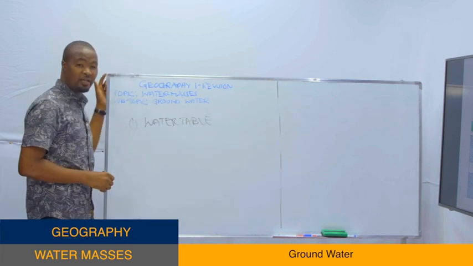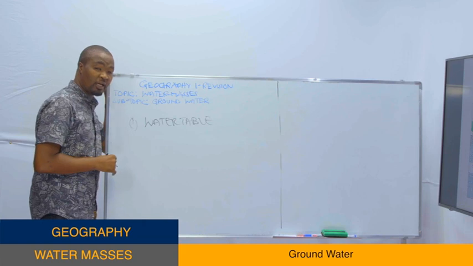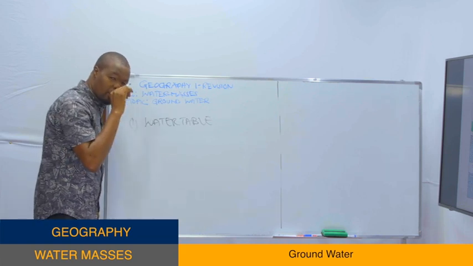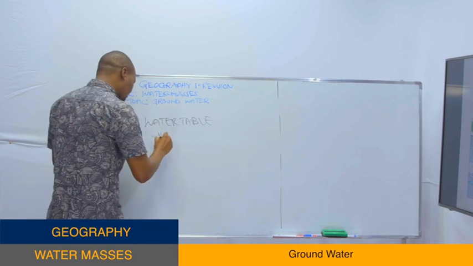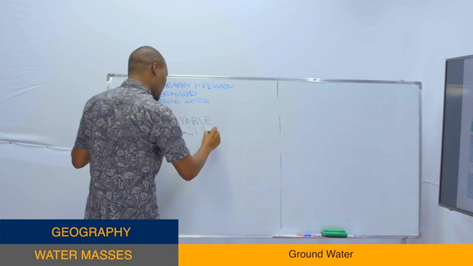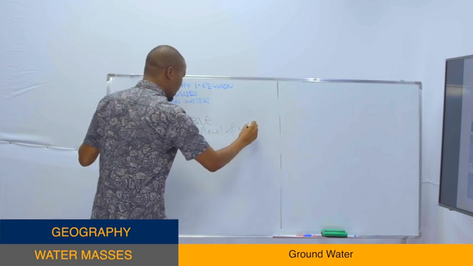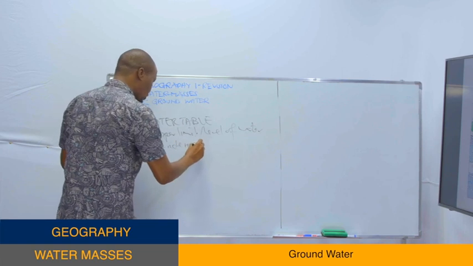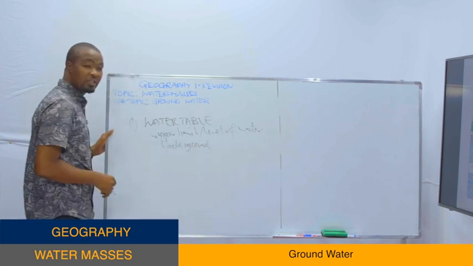Water table refers to the upper limit or upper level of water underground. Listen to me very carefully. Water table refers to the upper limit or upper level of water underground. Okay? The upper limit or upper level of water underground, we call it the water table.